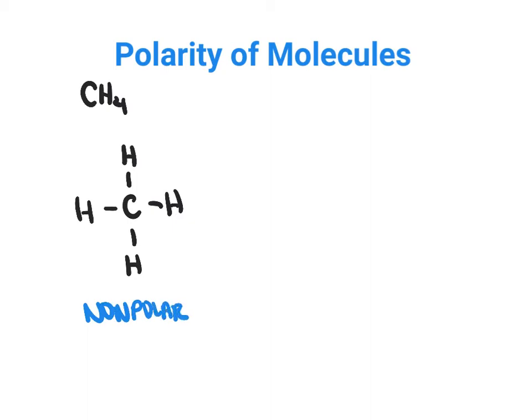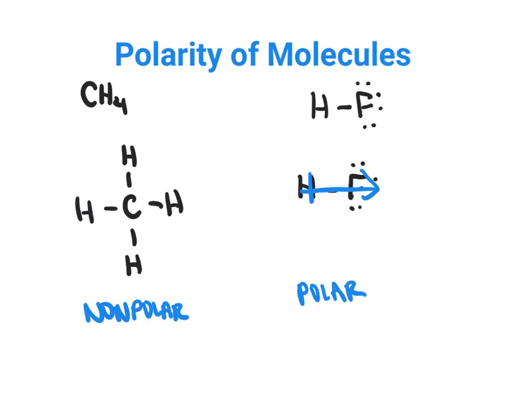Whereas if I have the compound HF, hydrogen fluoride, it looks like this. Fluorine is much more electronegative, so this bond is polar. And the way we show a polar bond is we draw the dipole arrow on top. The plus sign goes to the positive atom, the arrow goes towards the negative atom. And this whole molecule is going to be polar because there's a polar bond.